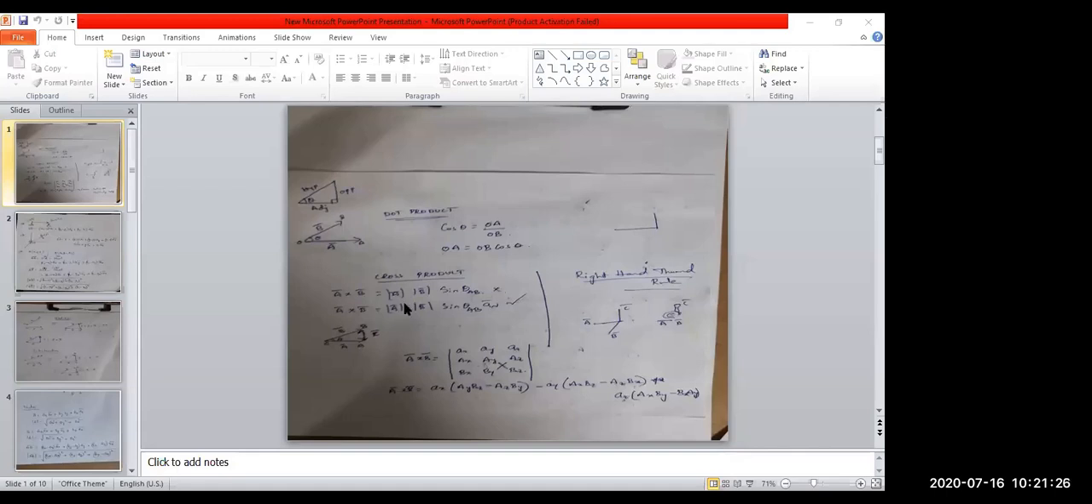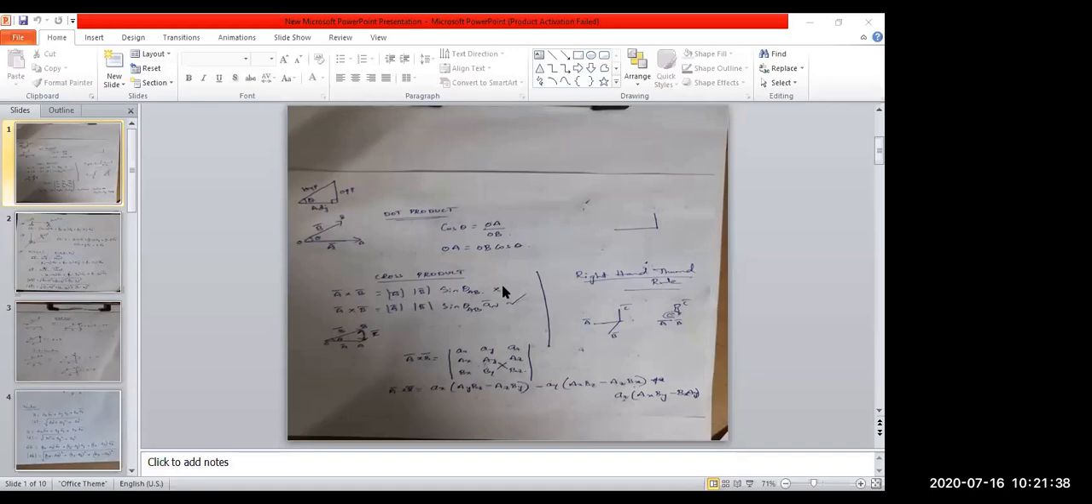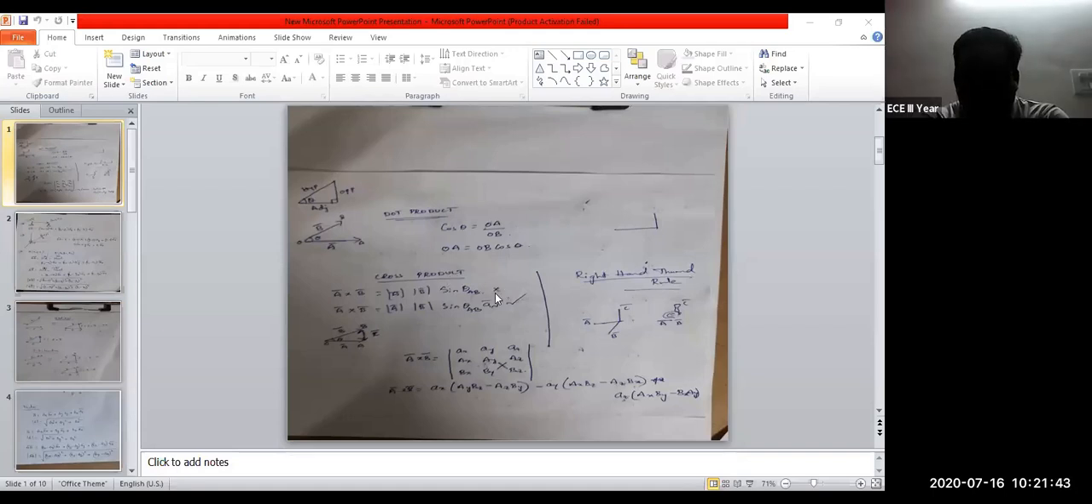10 into 20 into 1, 200. Yes or no? 200. So is 200 a scalar form or a vector form? Scalar. So this notation is wrong. That is why students know the equations, but they make small mistakes in small notations like this, which is misleading.